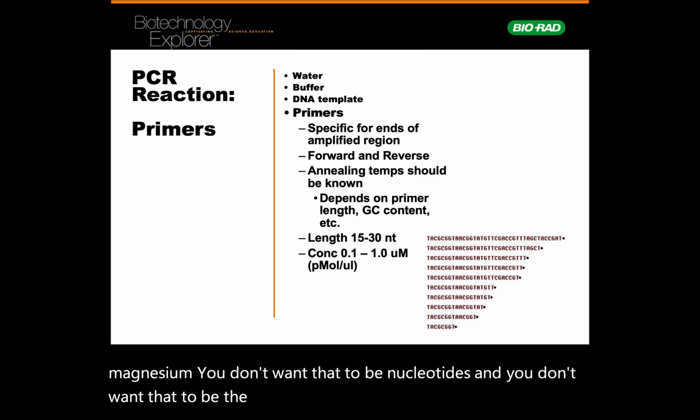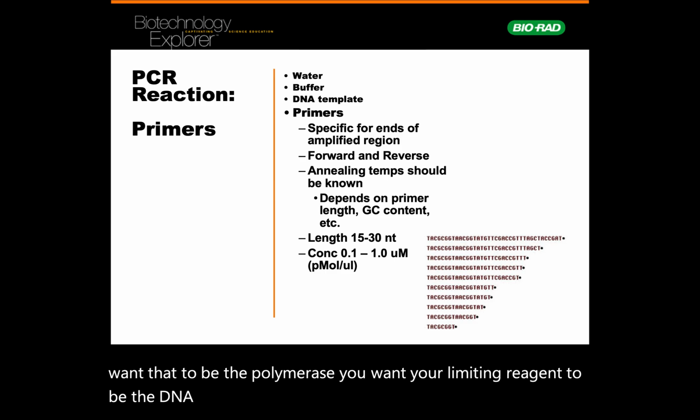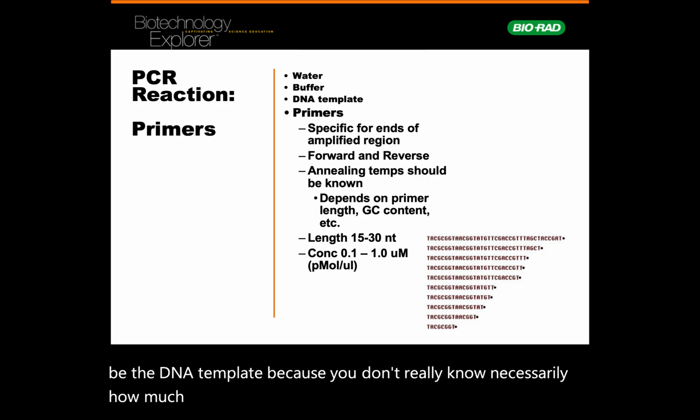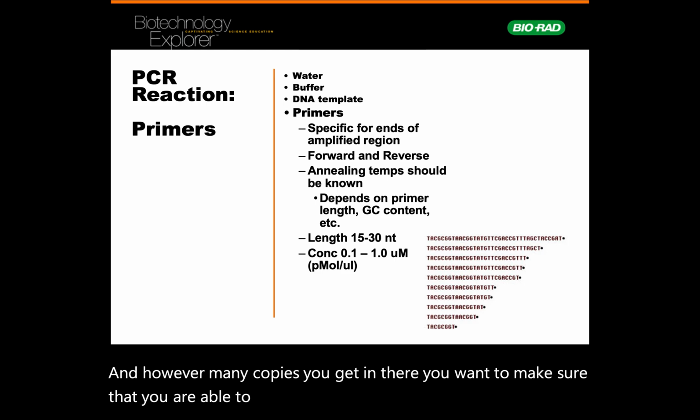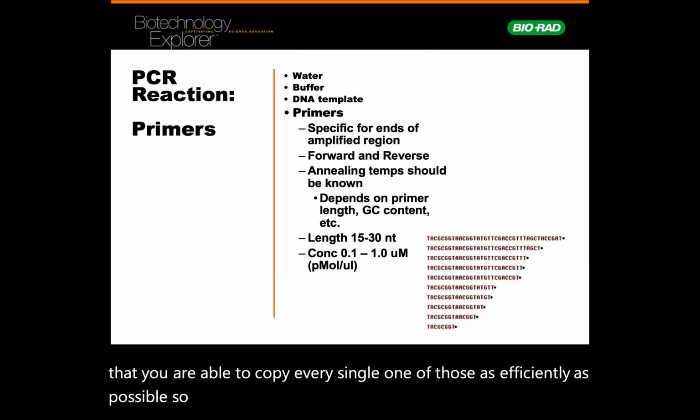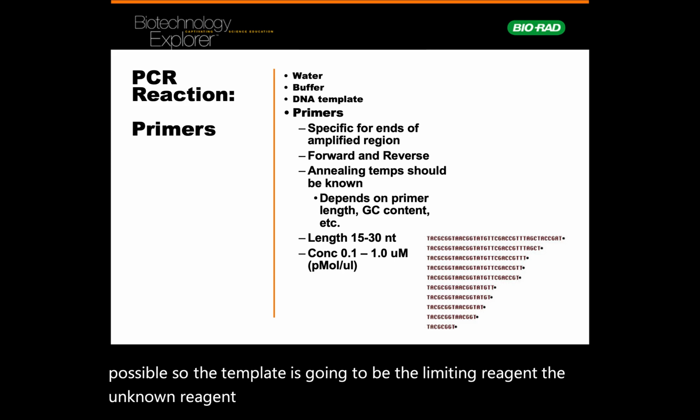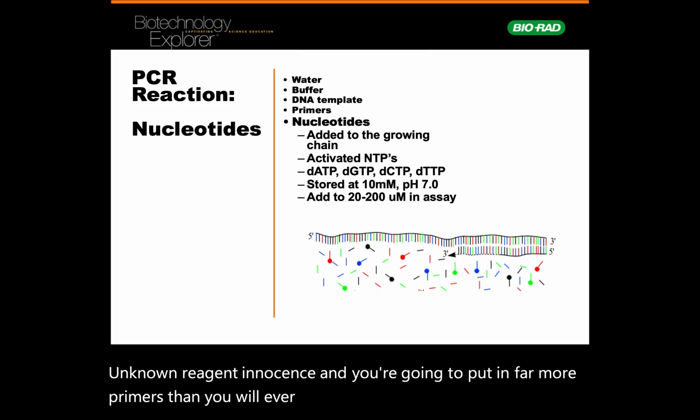You want your limiting reagent to be the DNA template, because you don't necessarily know how much DNA template you're putting in. It may only be a few copies. And however many copies you get in there, you want to make sure that you are able to copy every single one of those as efficiently as possible. So the template is going to be the limiting reagent, the unknown reagent in a sense. And you're going to put in far more primers than you will ever need. And that's going to pay off down the road.